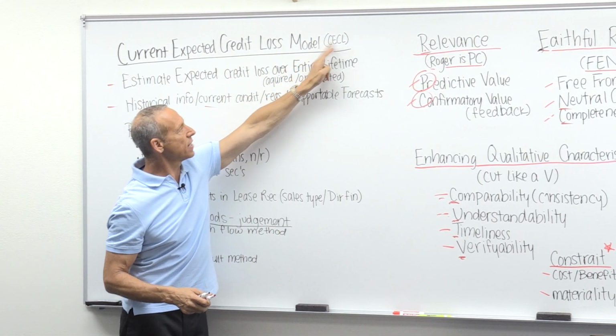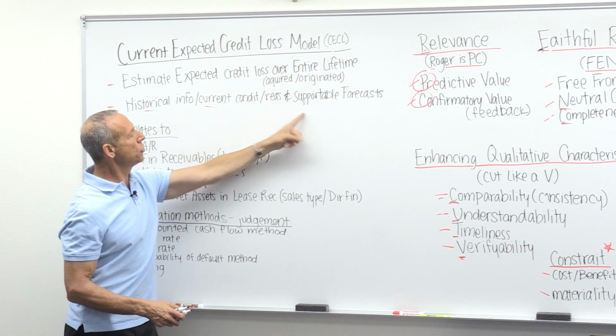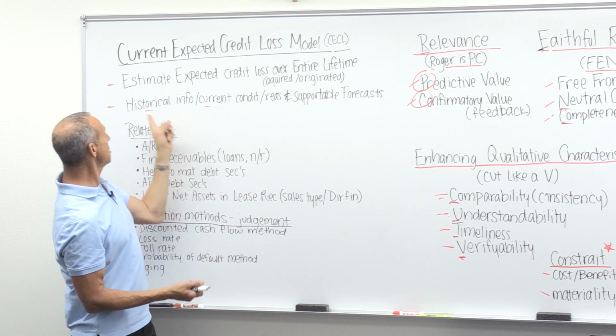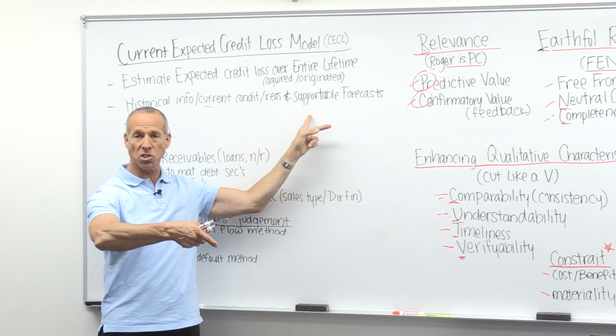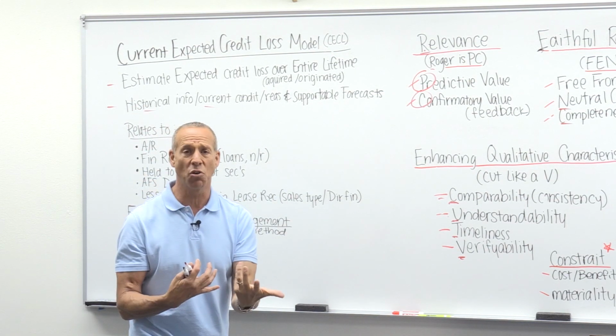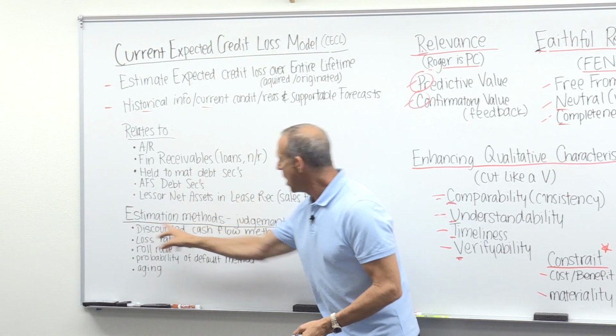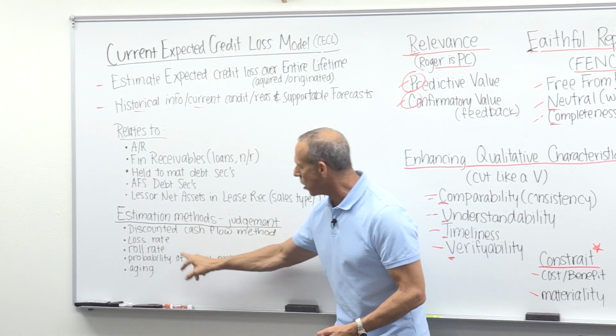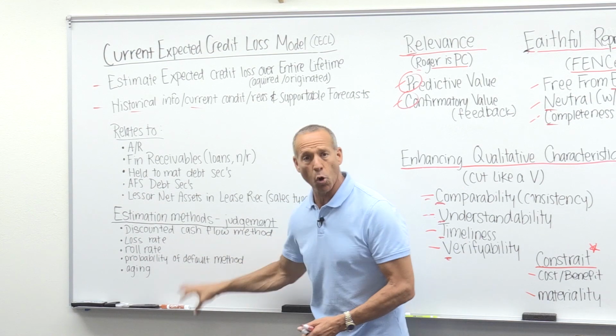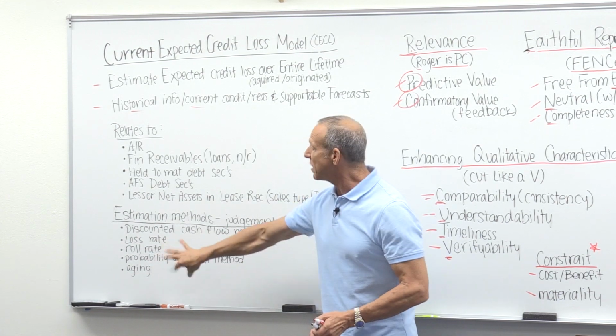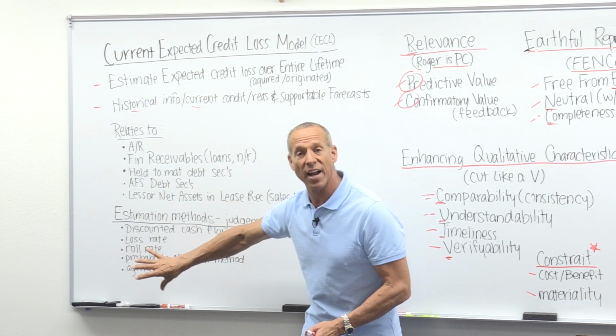The CECL, current expected credit loss method. What we're doing is calculating your percentages, using either historical, current, or reasonable supportable forecast. Well, that needs to be disclosed. We talked about how it applies to receivables, financial receivables, and so on. The estimation methods, discounted, loss rate, roll rate, probability, aging, these are all okay methods to use, but this needs to be disclosed in the financial statements.